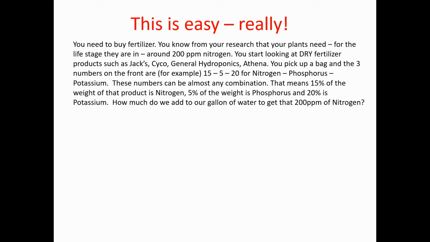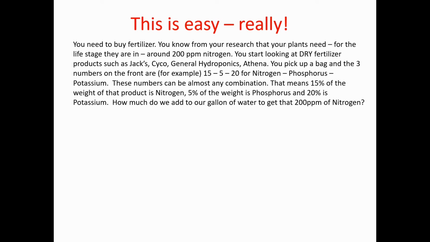So you go out and you start looking at dry fertilizers, and they can be products like Jax or Psycho, General Hydroponics, Athena, or any of them. And you pick a bag up, and the 3 numbers on the front of the bag might say something like 15, 5, 20. They can be any combination of numbers. We're just taking this for example.